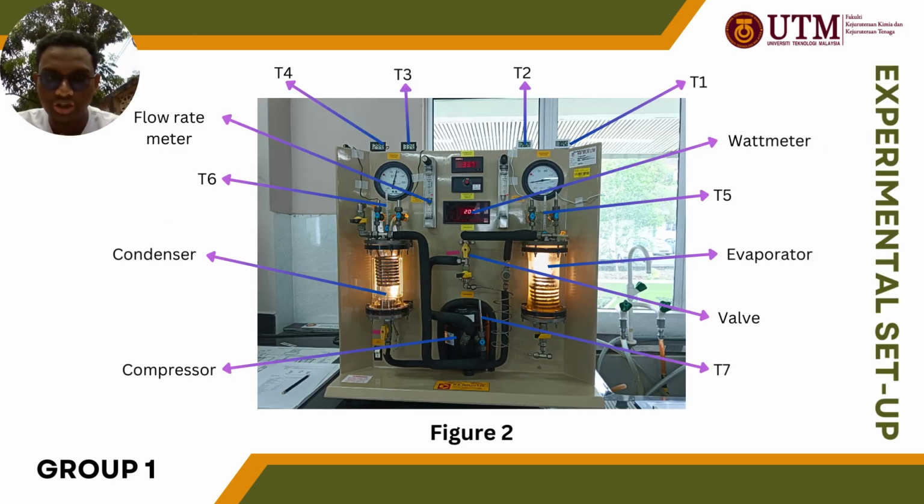So this is our experimental setup. As we can see in figure 2, on the left side we have a condenser and on the right side is the evaporator. And then we have a flow rate meter, then the compressor, watt meter and valve. And the last one, we have temperature 1 until temperature 7 to record in the table.